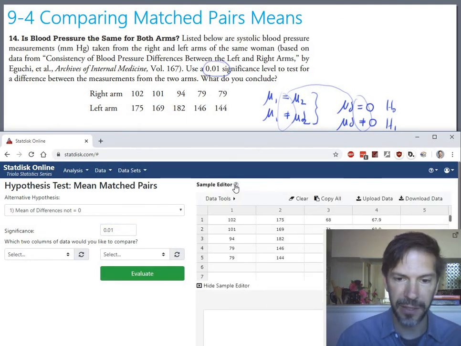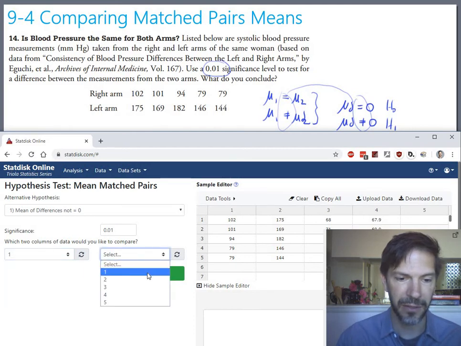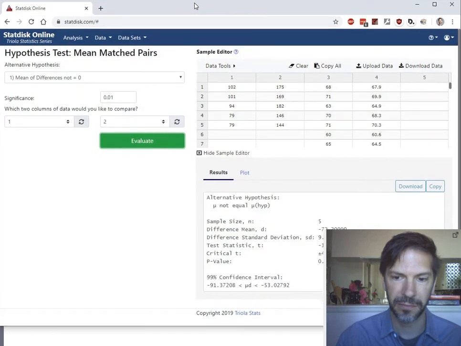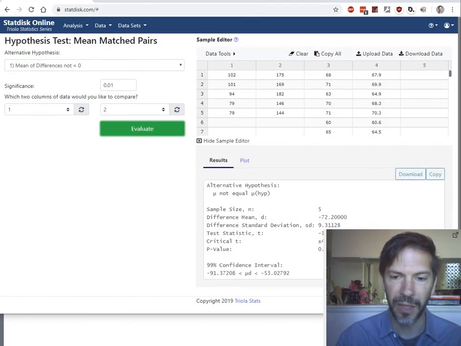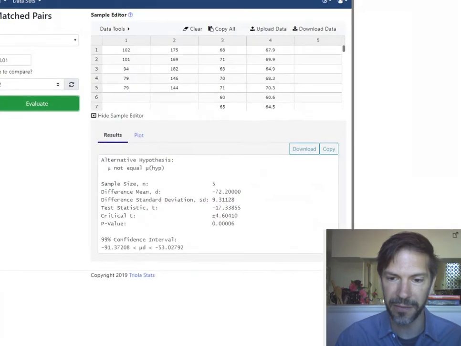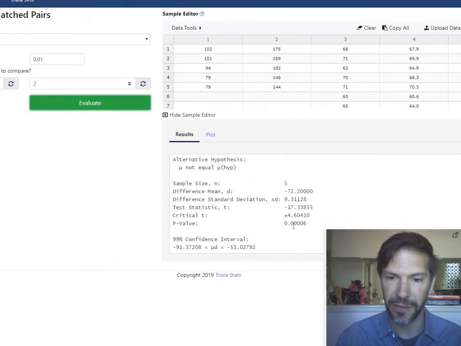I already typed the data in. Normally you'd have to do that, so type the data into a couple of lists and make sure you don't have typos. That's always worth double checking. We are going to compare column 1 to column 2, and let's go ahead and evaluate that. The important part here for us is the p-value, which is 0.00006.